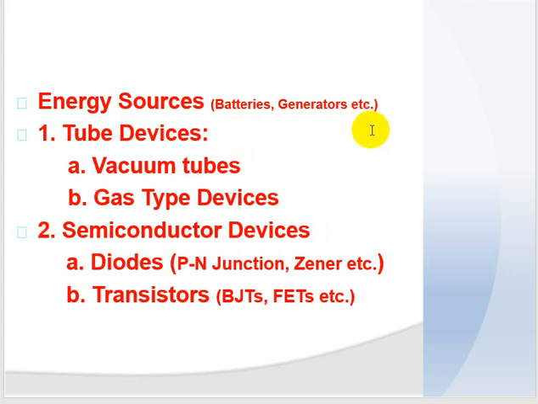Then the next thing is active devices, which include sources of energy, batteries, generators, tube devices including vacuum tubes, gas type devices. Semiconductor devices are of two types. It could be diodes, transistors, or other types. If we talk about diodes, it is a PN junction, or it could be a Zener diode. If we talk about transistors, it could be BJTs, FETs. We will go through all these devices in this course.